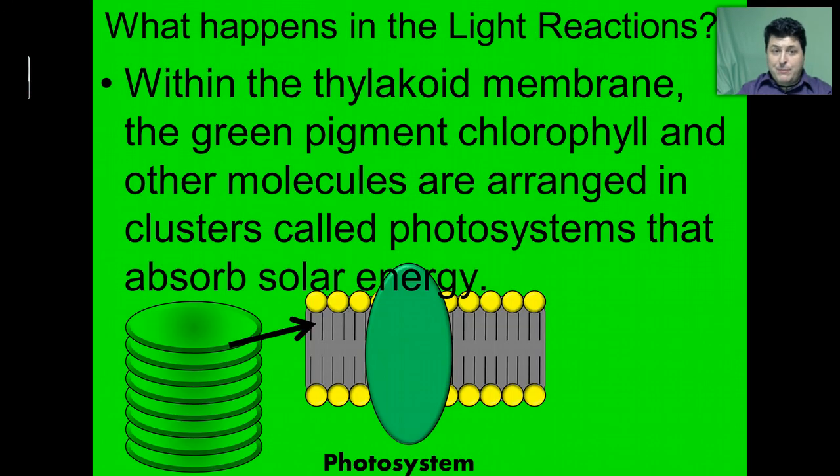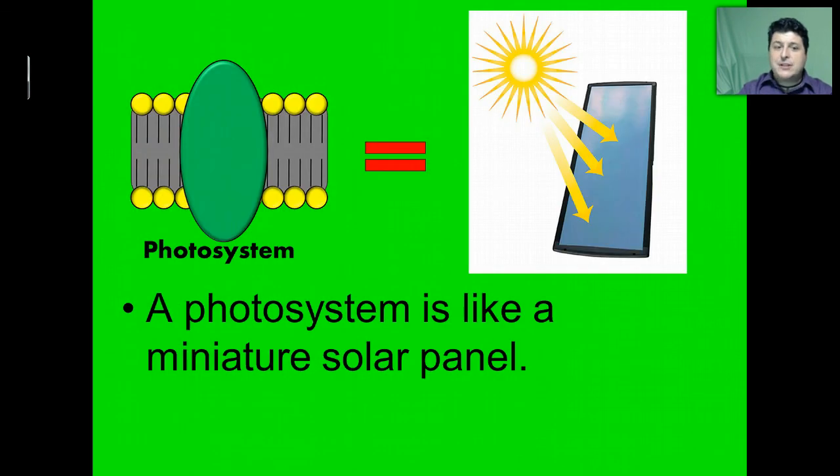Within the thylakoid membrane, there's a green pigment called chlorophyll, and there are other molecules that are arranged in clusters called photosystems. And these photosystems, their job is to absorb solar energy. You can think of these photosystems sort of like a miniature solar panel.